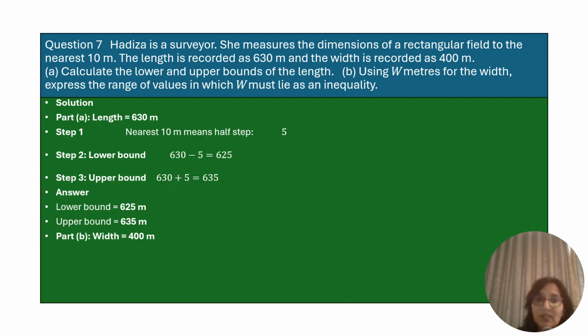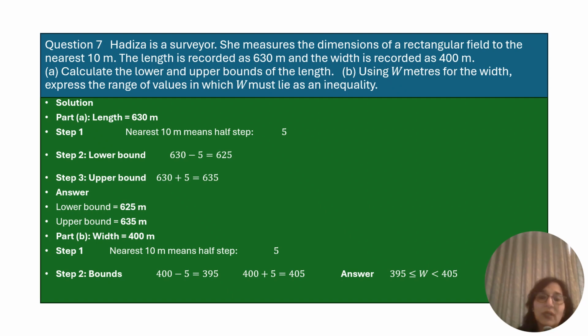So width given is 400 meter, that is about your part B. And again, nearest 10 meter means half step is 5. So again, you need to find out the bounds. So 400 minus 5 is 395. 400 plus 5 is 405. And you have to put it in an inequality. And that's your answer.